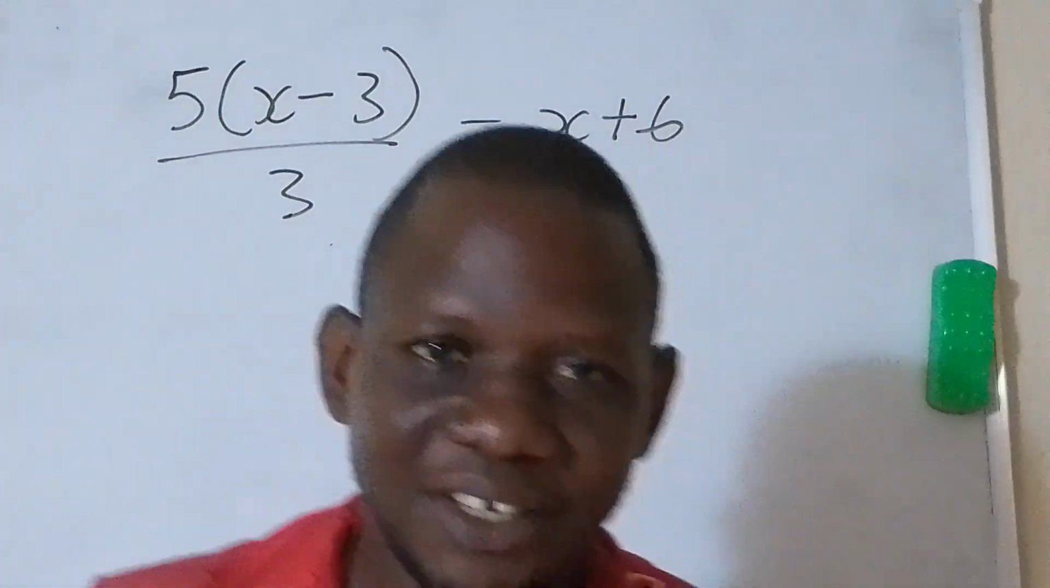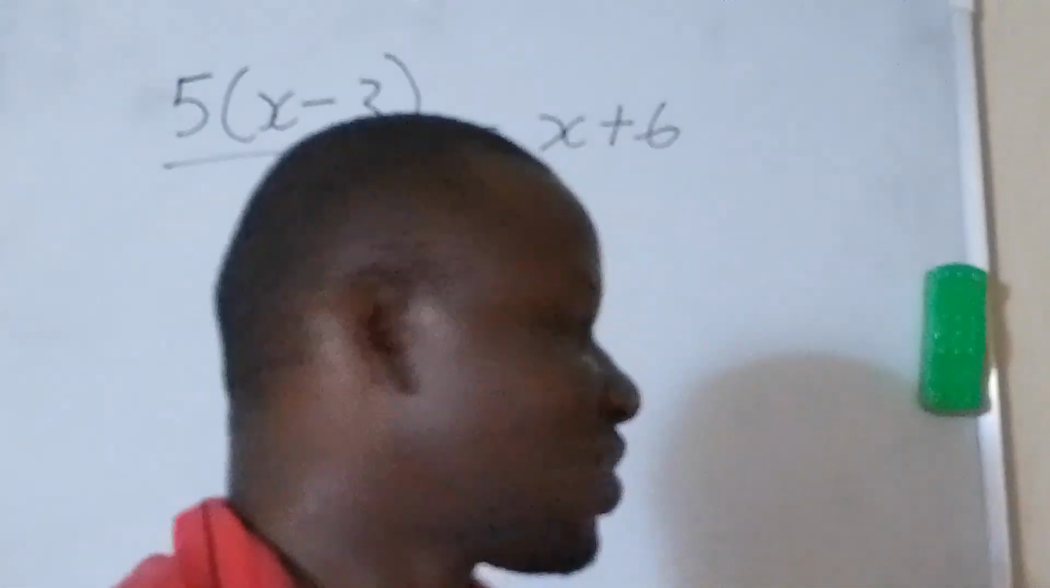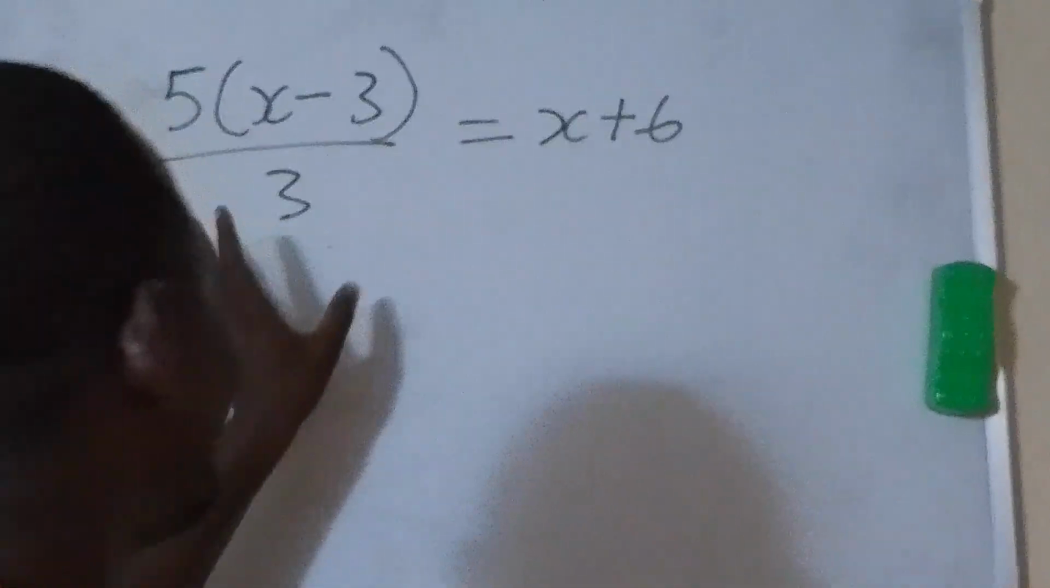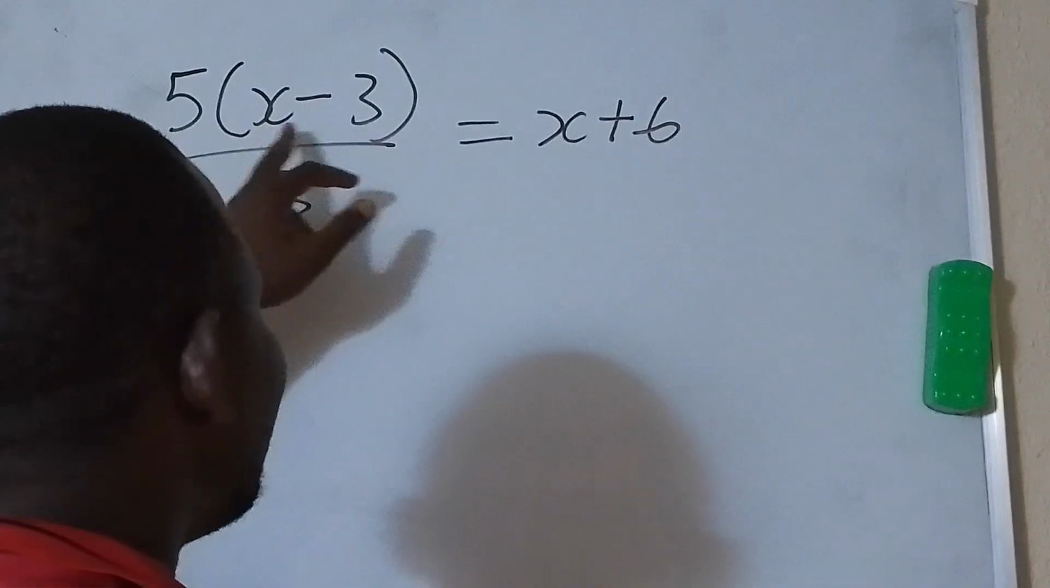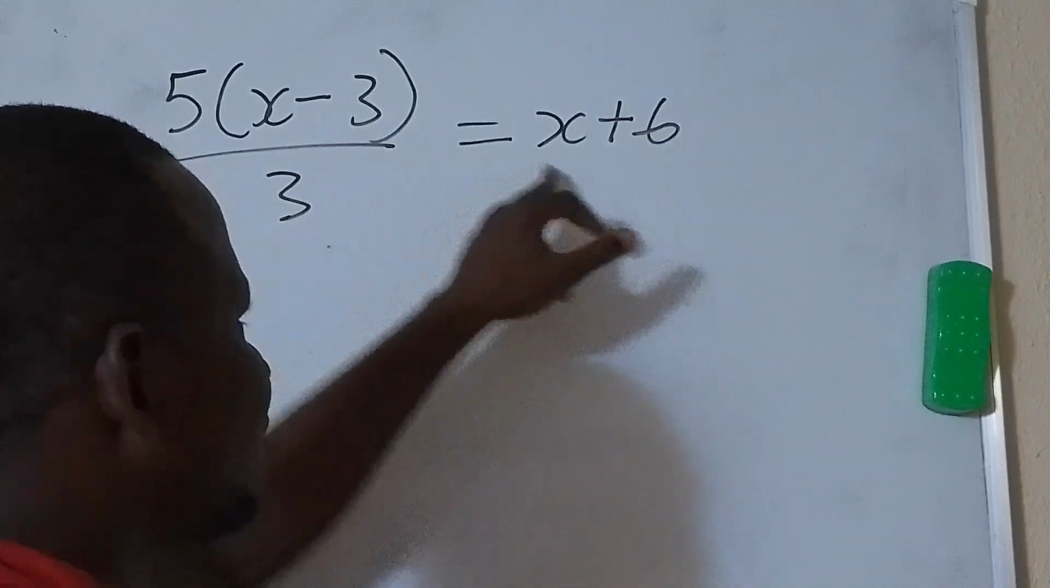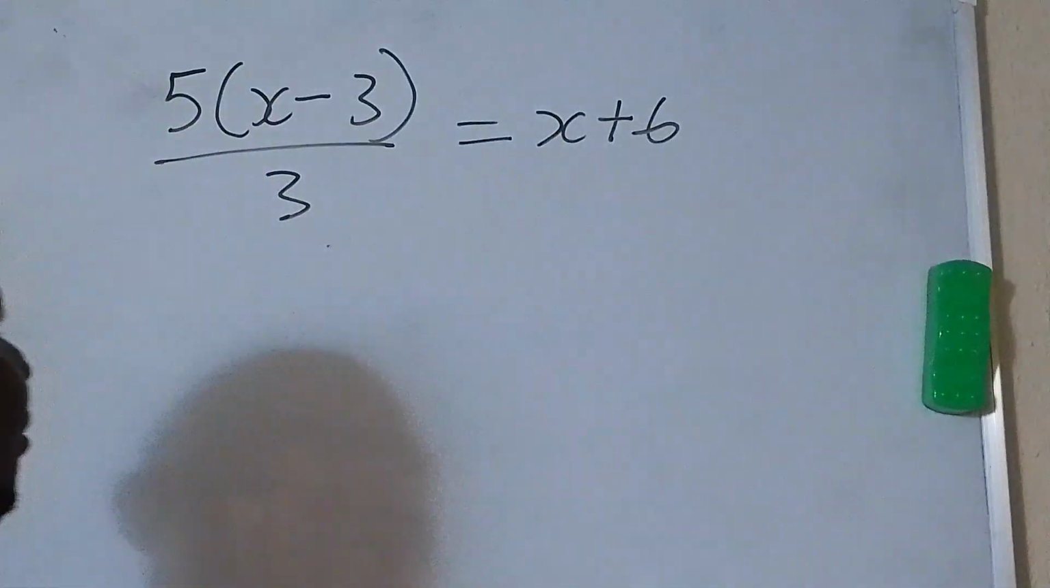Hello viewers, look on the board and see how I have done this question. The question is, look at this equation. I want to simplify this equation. Here now, 5(x - 3) all over 3 is equal to x + 6. So what do you do here now?